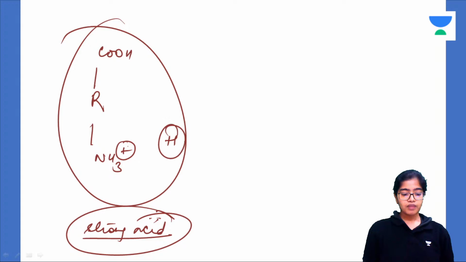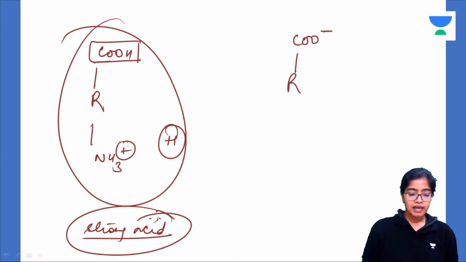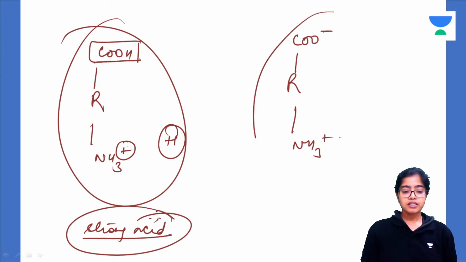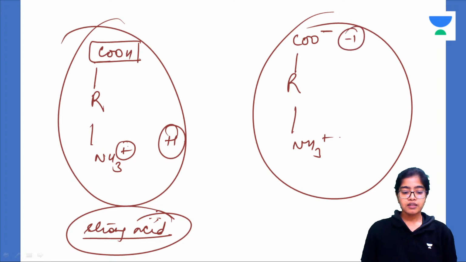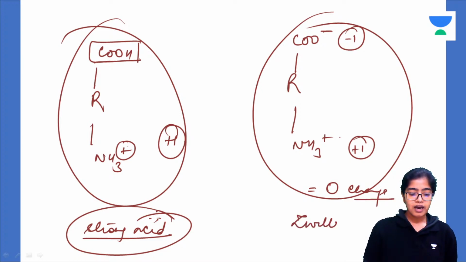Now suppose you place it in an acid that is weaker than COOH but stronger than NH3 plus. Then what will happen? The COOH will release one H plus. So what will it become? RCOO minus. Why minus? Because one H plus has gone, and this one is NH3 plus. So what is this? Minus 1 plus 1, so this is net 0 charge. So this is a Zwitter ion.